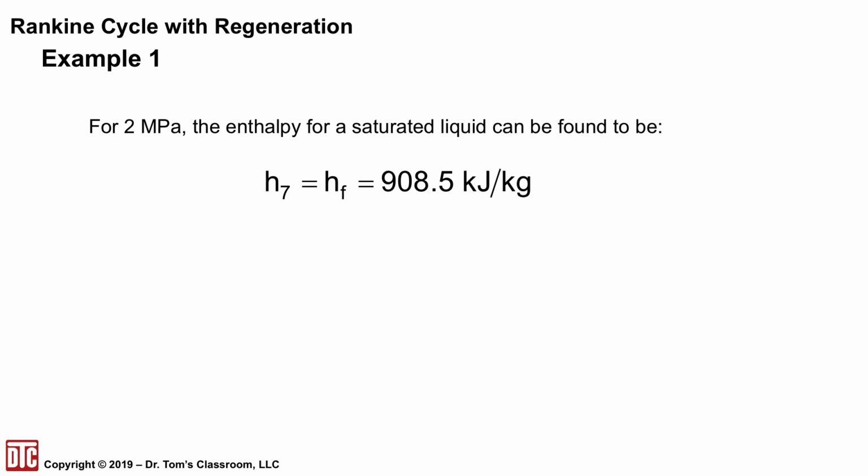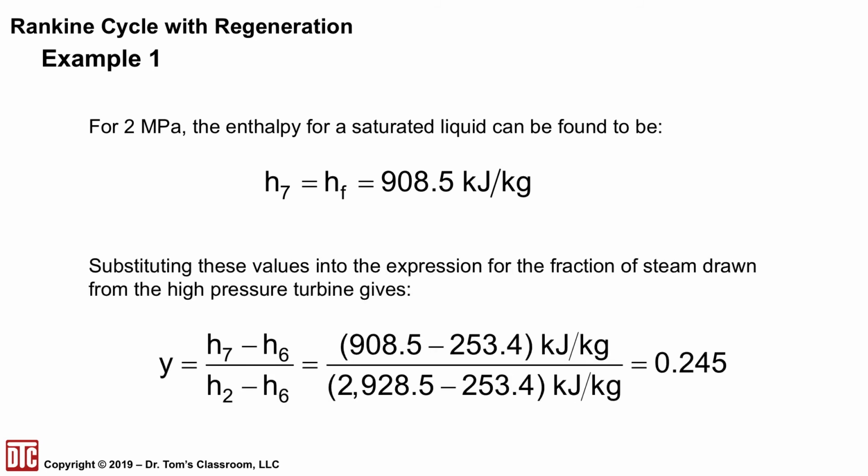Okay, so for the 2 megapascals, the enthalpy for the saturated liquid can be found, H7. And now finally we have all the values that we need. H6 of course appears twice, so we needed just additionally H7 and H2. We found those, and we put those numbers in, do the arithmetic. We get the bleed fraction y, the part that comes off the high pressure turbine into the feed water heater, is 0.245, almost 25%.